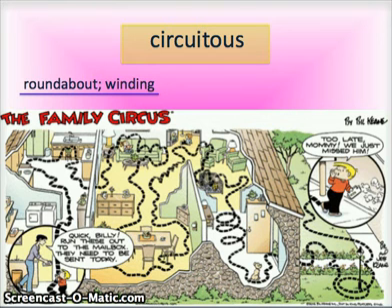Our next word is circuitous, and it means roundabout or winding. And I think my favorite example of this is Billy from the Family Circus. If you look, Billy's mom says, "Quick, Billy, run these out to the mailbox. They need to be sent today."